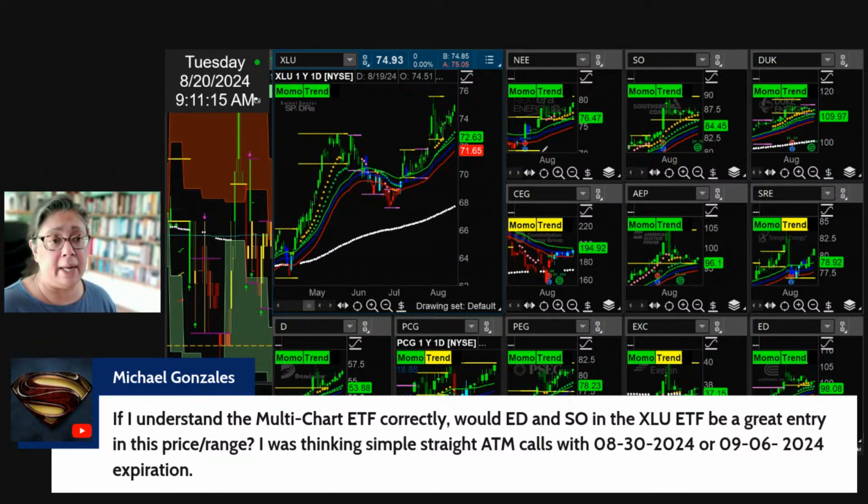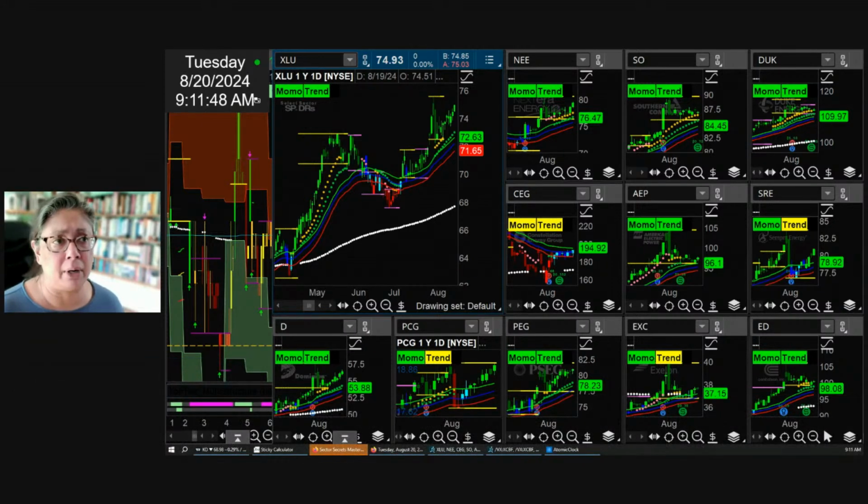So the list would be Nextera, Southern, Duke, AEP, Dominion, PEG, and Edison. So that would be the majority of the list, or even XLU itself. Okay. And then as far as the trigger or expiration, that's really up to you in terms of what your expectation for follow through is. If I have a trend on the daily, I'll probably look at September 20 because I want to give that trade enough time, right, to work. So if I'm looking at the daily time frame and a trend, Michael, I'll likely go out to September 20.